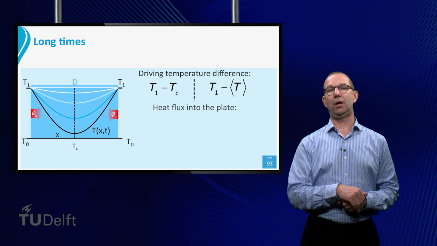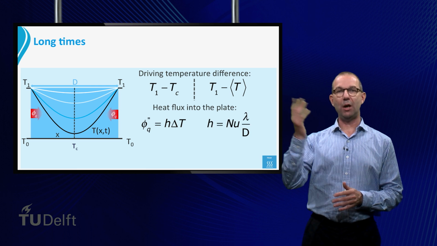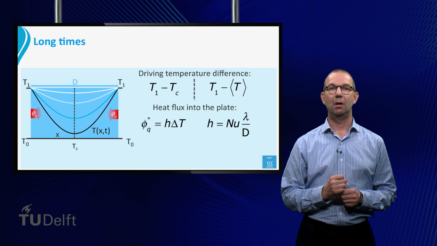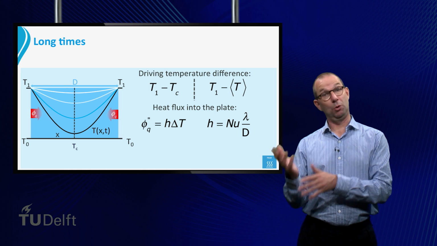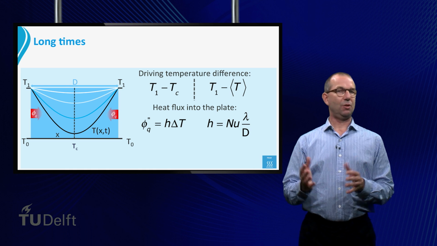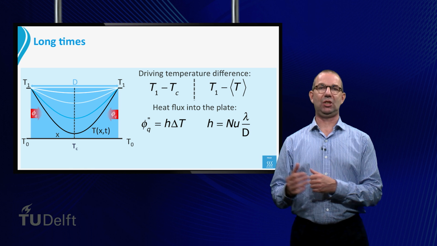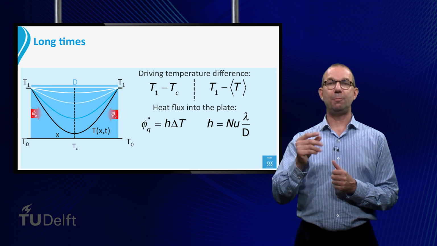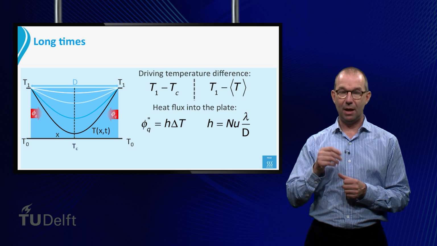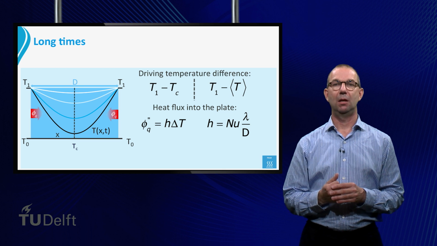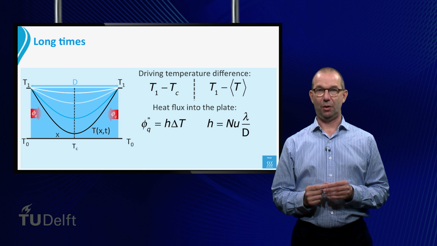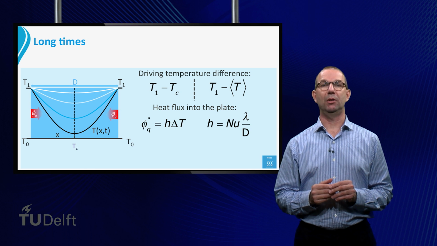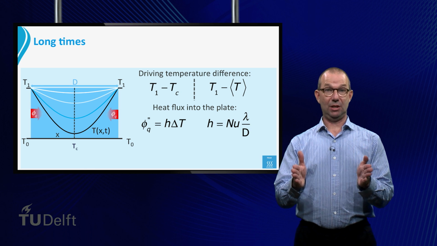We model the heat flux in the usual way. Phi sub q double dash is h times the driving force. Once we know h, we can compute fluxes. As always, we prefer to give Nusselt instead of h, as it's more universal. We find h by multiplying Nusselt by lambda and dividing it by d. Note that lambda is the conduction coefficient of the material, not of the surrounding gas or liquid. Moreover, d is the thickness of the plate.